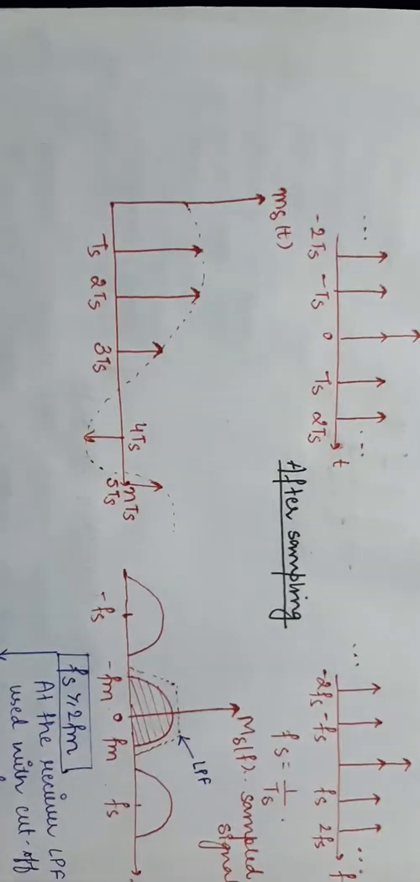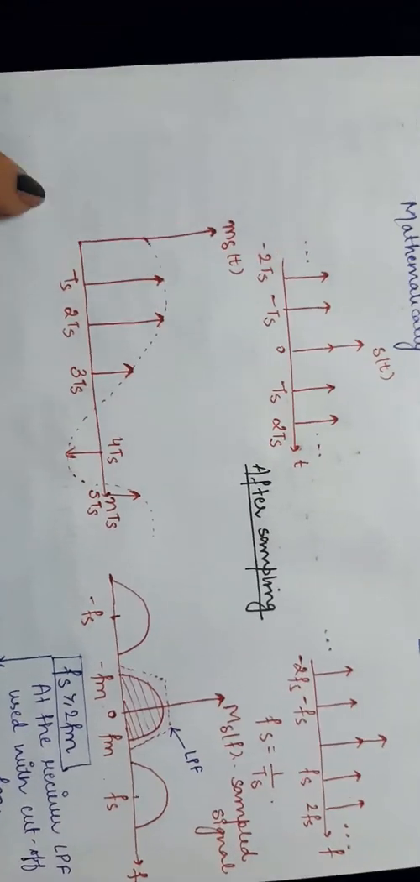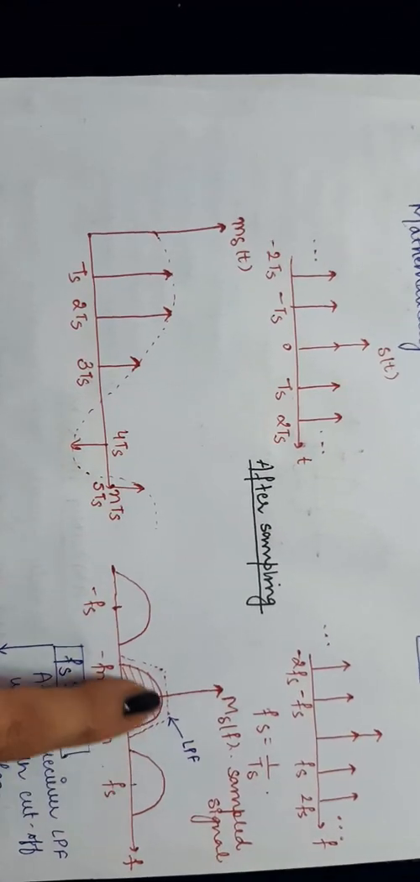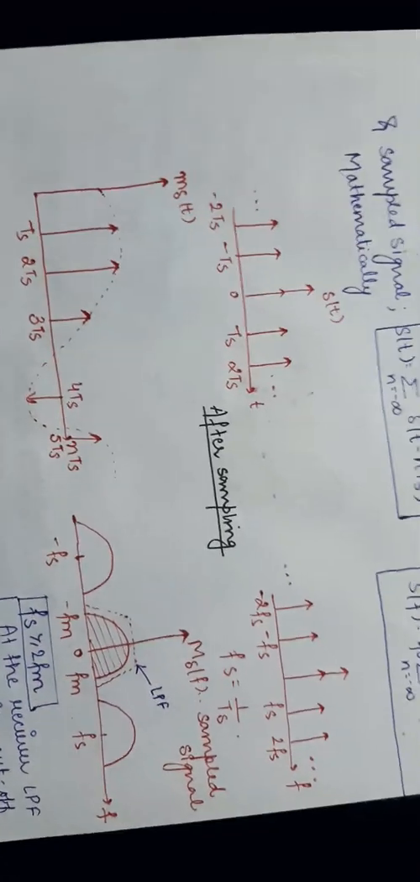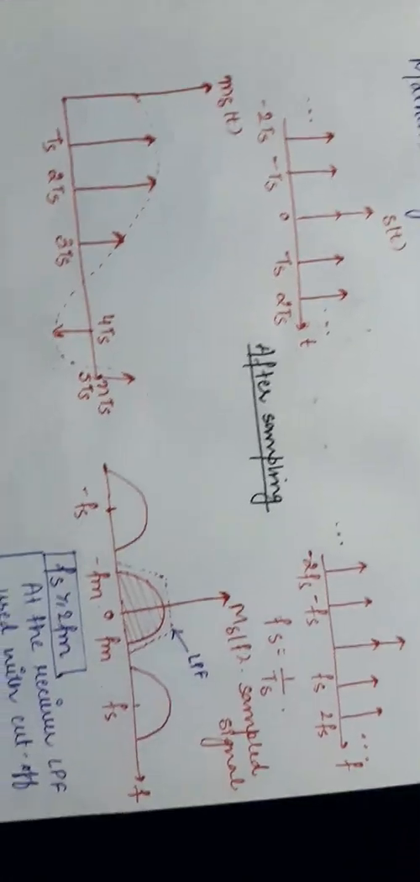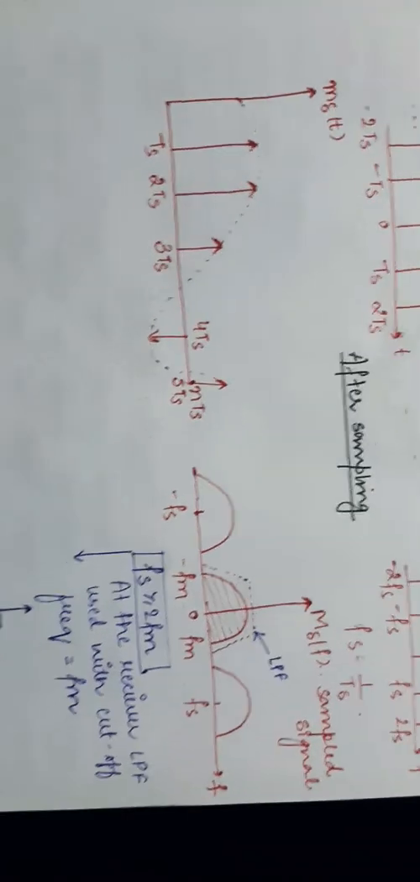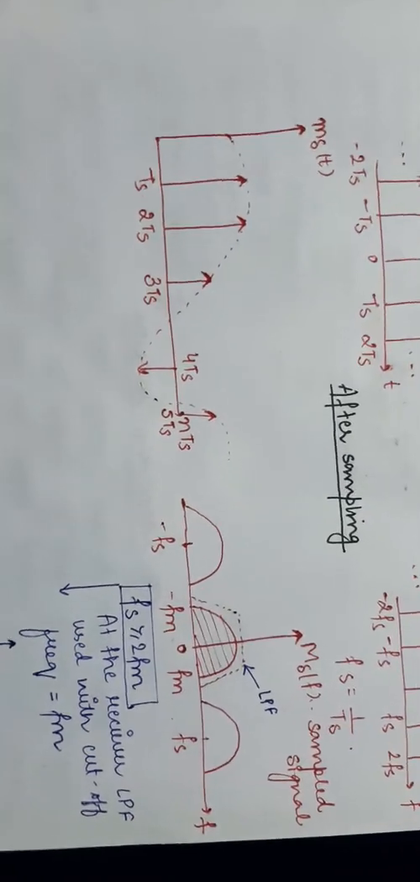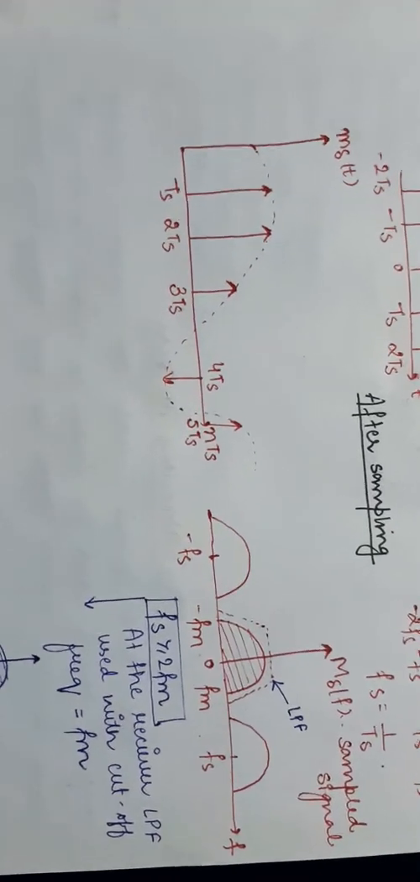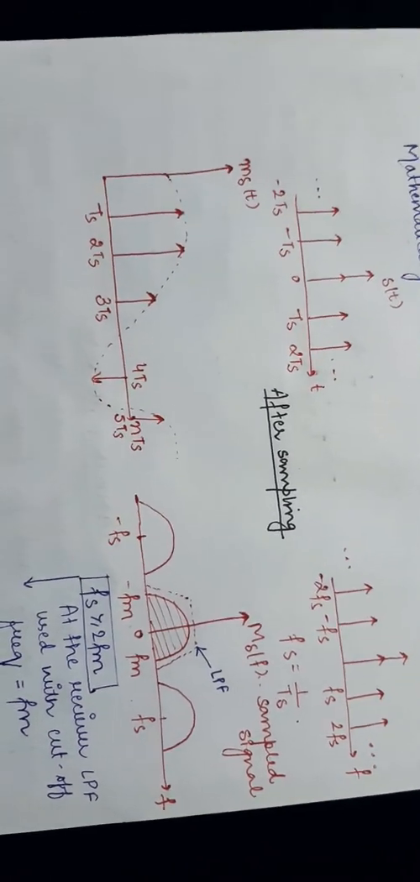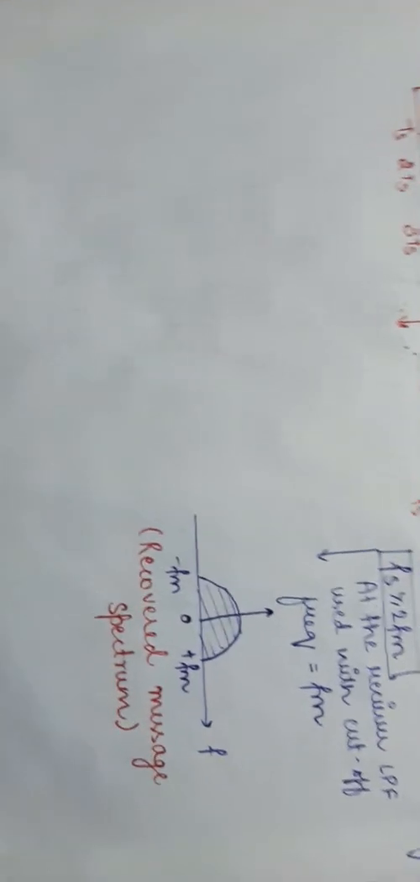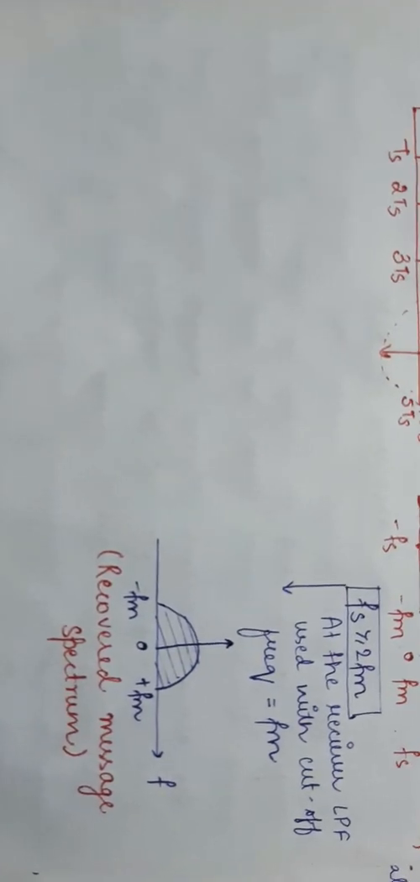After sampling, we see for the discrete m delta(t), we have sampled and passed it through a low pass filter. The work of the low pass filter is to neglect the high frequency components and to recover the original signal. So here at the receiver, an LPF is used with cutoff frequency fm. If the LPF removes the high frequency components, then we will get our recovered message spectrum.